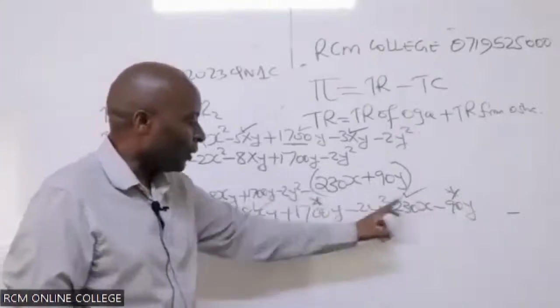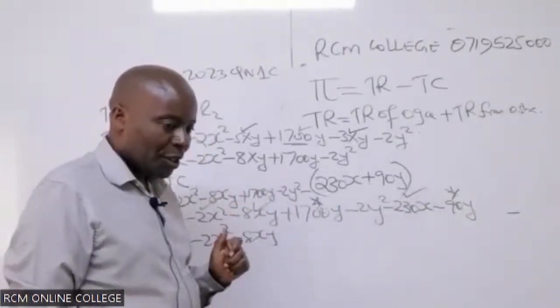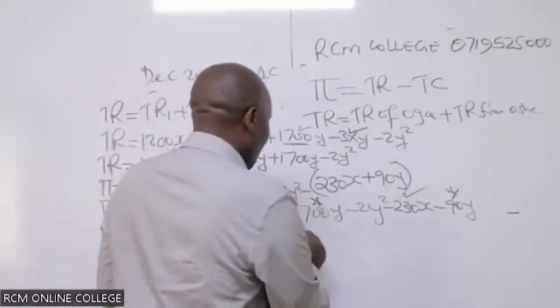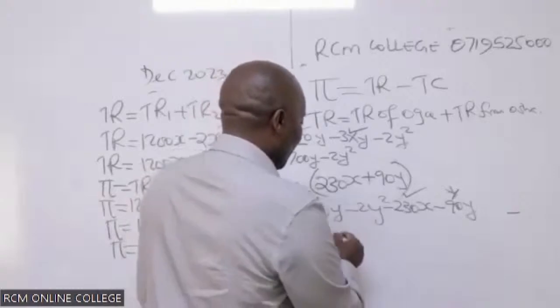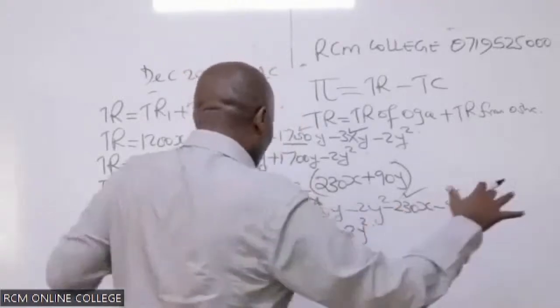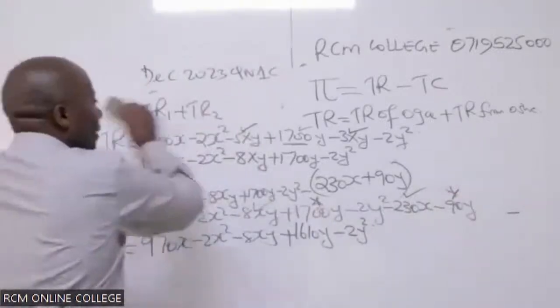So this is a y term, that's a y term. So 1700 minus 90 gives us what figure? 1610. So this is plus 1610y. This doesn't have a like term, so you come and give us here 2y squared like that. And I think you've been able to bring all the terms. So then, gentlemen, we have our profit equation.